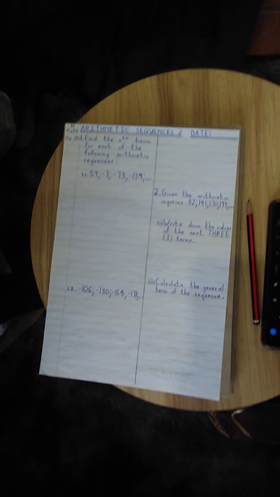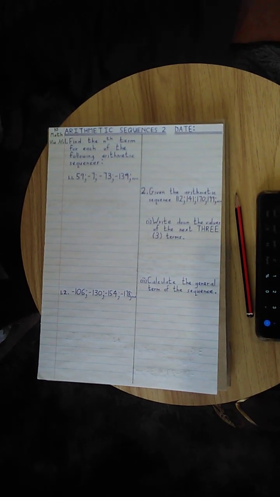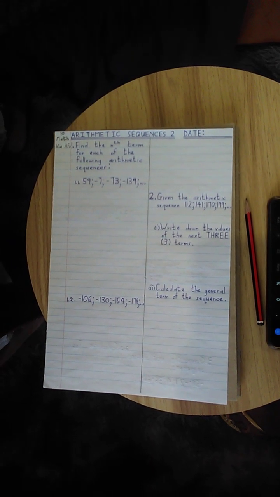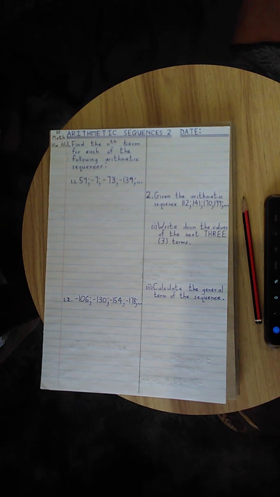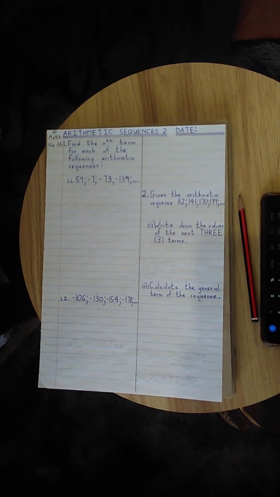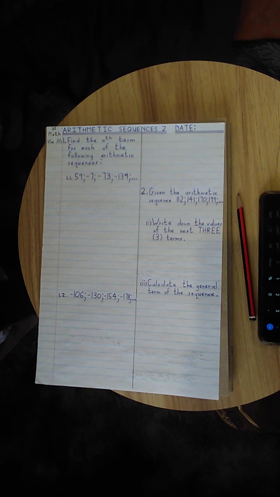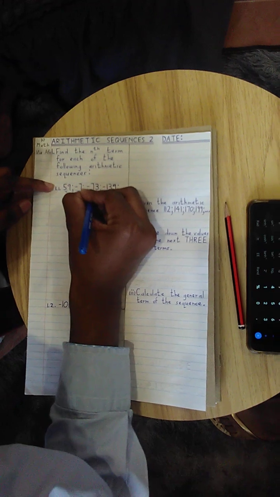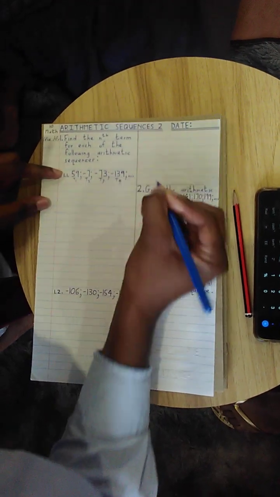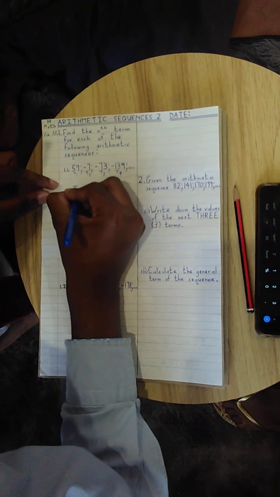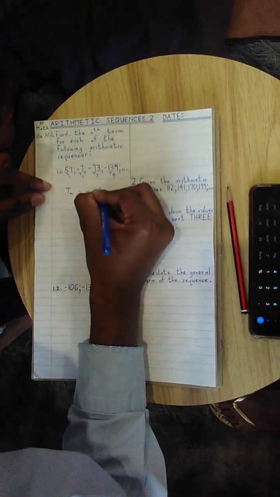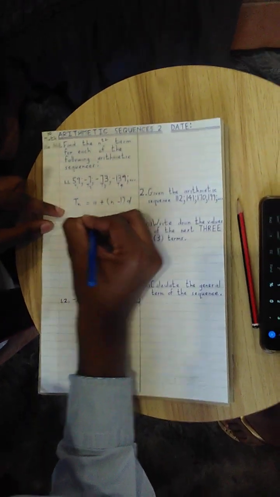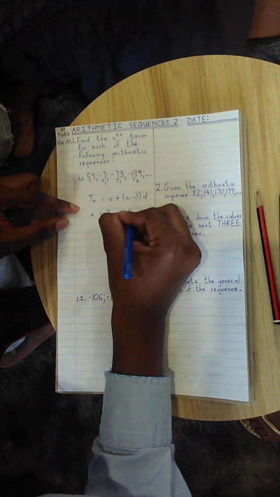So here's the first question of the second segment. Find the nth term for each of the following arithmetic sequences. 1.1, we have 59, then -7, then -73, then -139. So as usual, you label. Tn is equal to a plus n minus 1 d, right? So a is T1, which is 59.